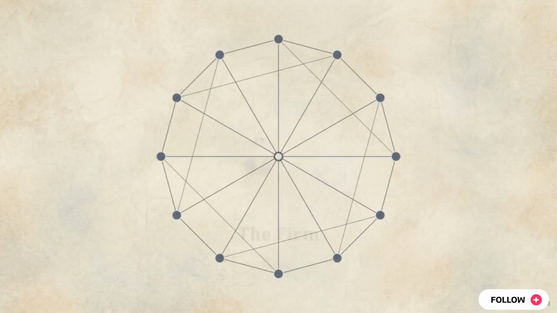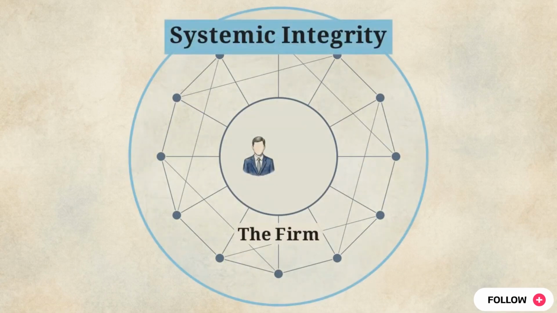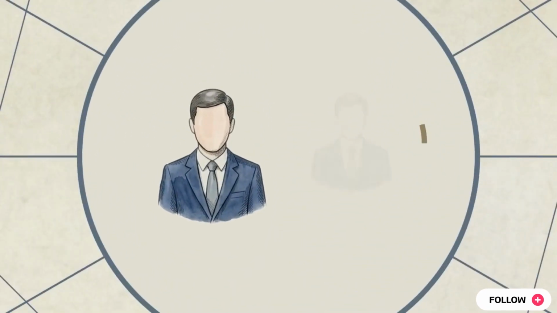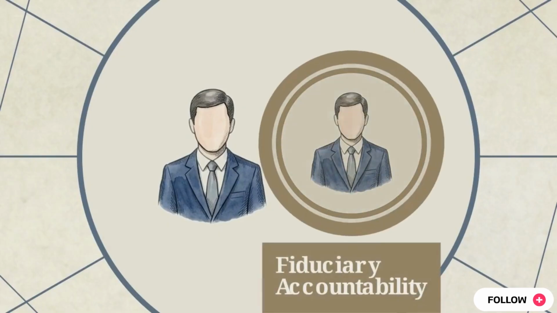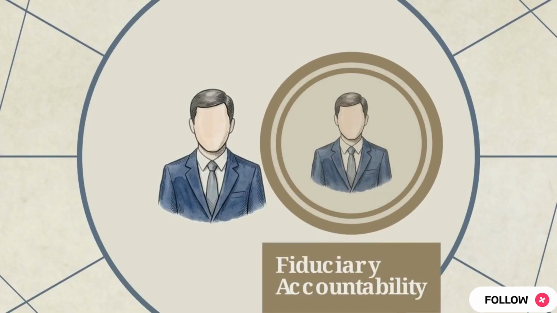The first layer is systemic integrity. These are macro-level laws that protect the broader financial market from a rogue firm. The second layer is fiduciary accountability. These are micro-level operational rules that protect the individual investor from the firm itself.